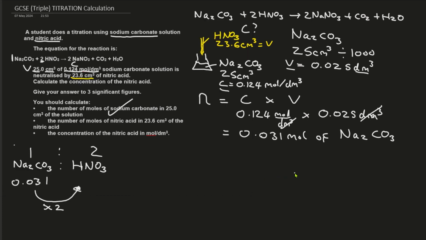0.0062. So we get an answer of 0.0062. I've just seen I made a mistake over here. That should have been 0.0031, isn't it? So that's fine, as long as you correct yourself over here and then add another 0 over here. Let's do that again, make it look nice and neat. There we have it. So we know we've got 0.0062 moles of HNO3.